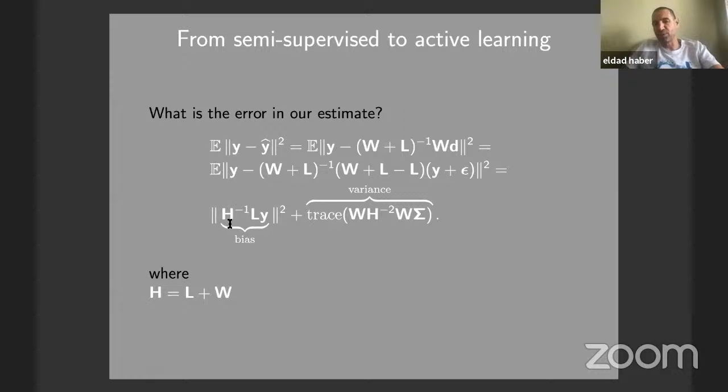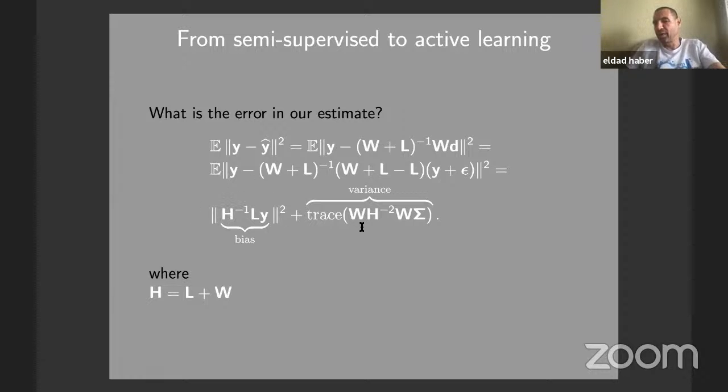And what you get is this expression where you can separate the expected value into a bias term and a variance term. So let me say something about both terms. The bias term really comes from the fact that we assume that y is going to be smooth on the graph. If L times y is 0, so you get 0 measure on the smoothness, then this term is 0. So the bias is really coming because the true y is not really smooth on the graph. It's maybe smoothish, so that is small, but it's not super small necessarily.